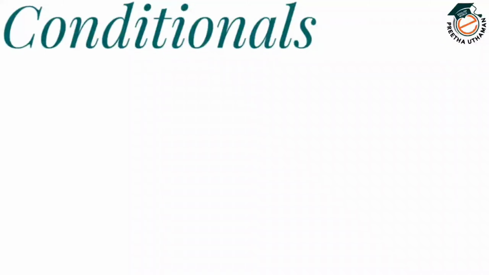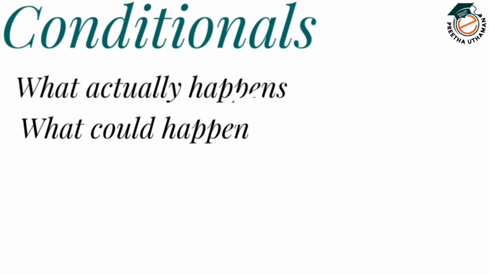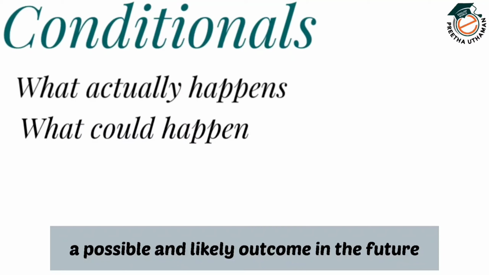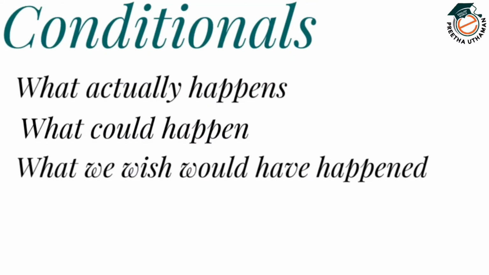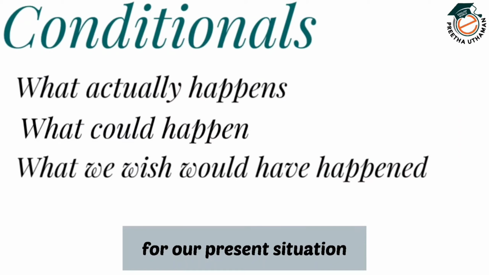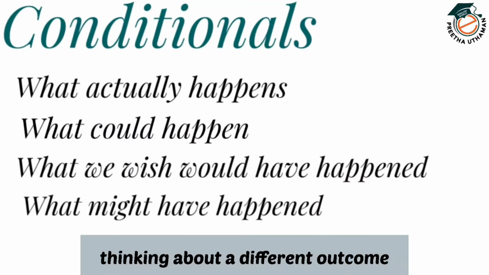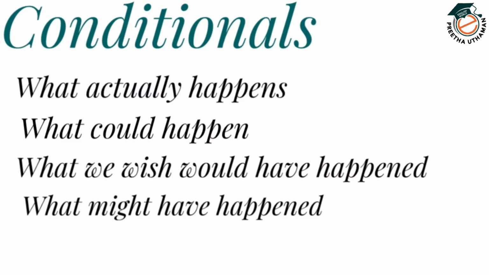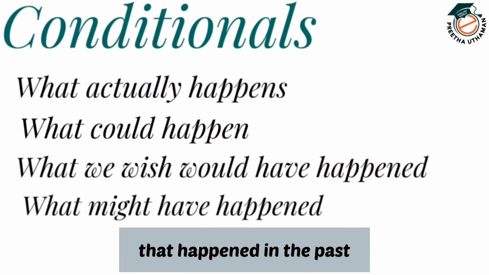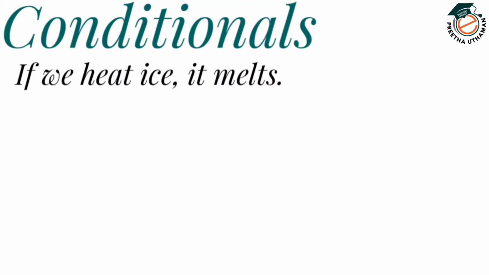We use conditional sentences to explain what actually happens, what could happen, that means a possible and likely outcome or result in the future, what we wish would happen, imagining a different outcome or result for a present situation, what might have happened, thinking about a different outcome or result that happened in the past. There are 4 types of conditional sentences.